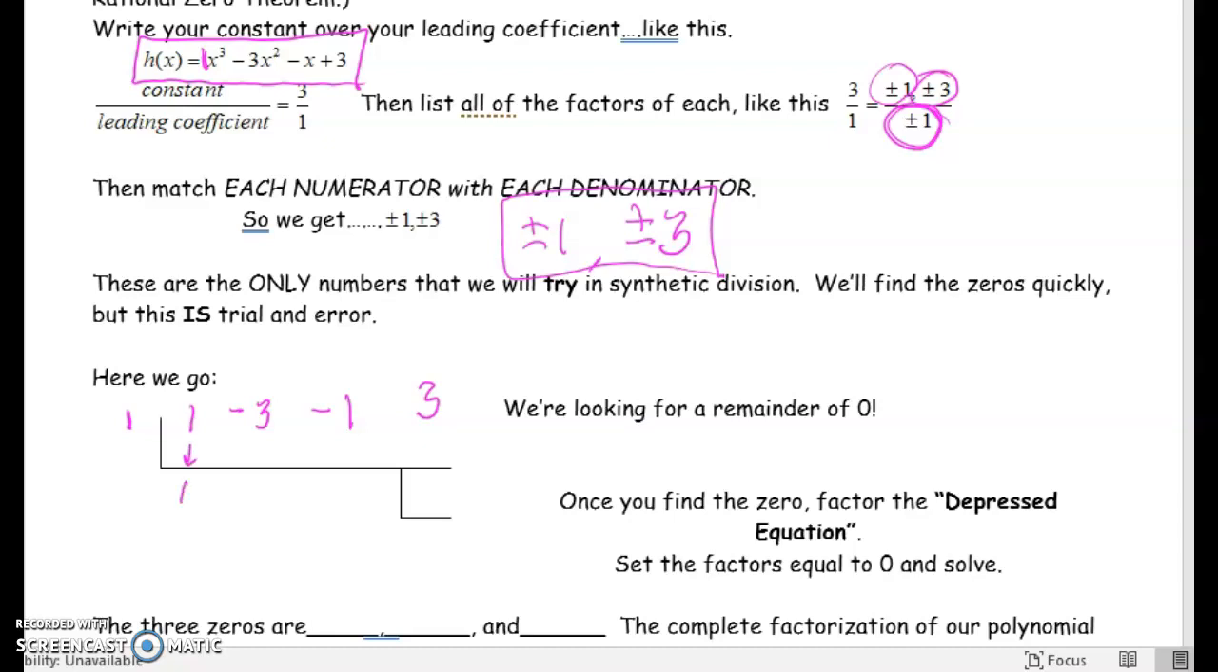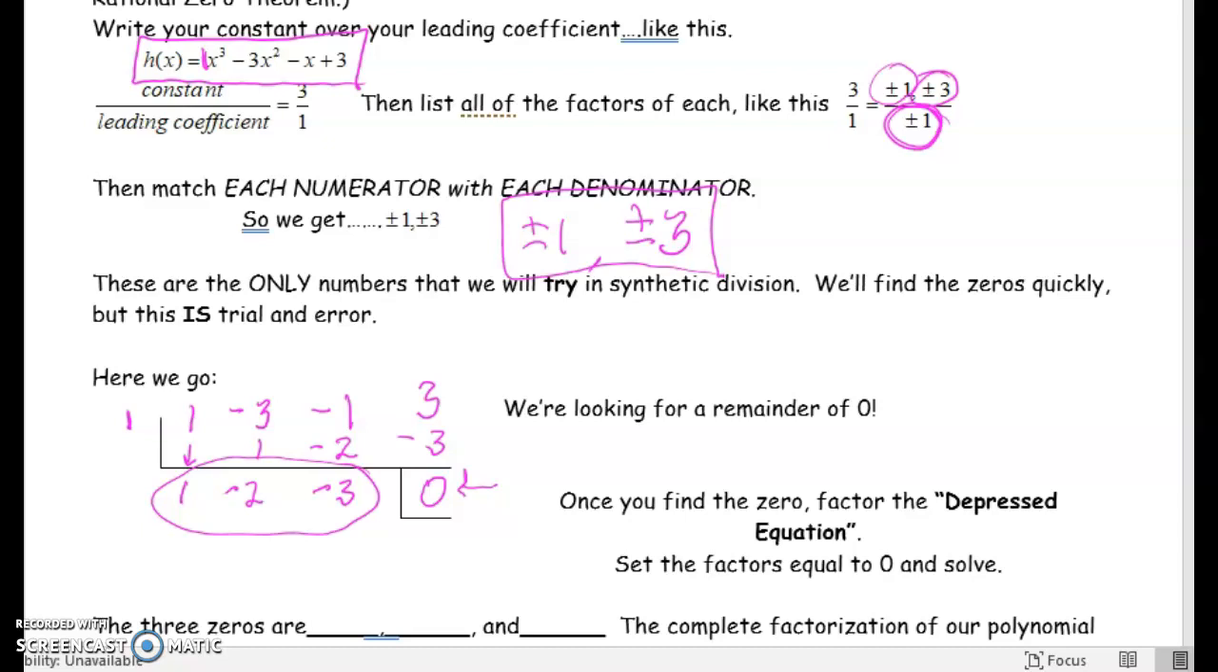So we bring down the 1. 1 times 1 is 1, add, and we get negative 2. 1 times negative 2 is negative 2, add, and we get negative 3. 1 times negative 3 is negative 3, add, and we get remainder 0. Once you find the 0, factor the depressed equation. So this is called the depressed equation.